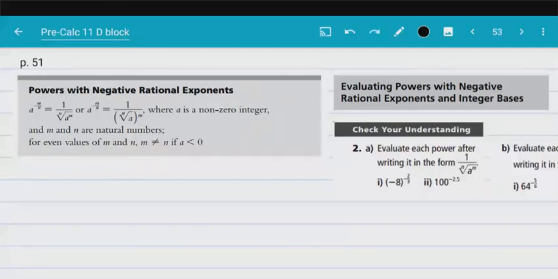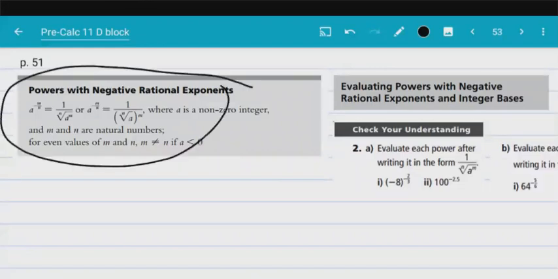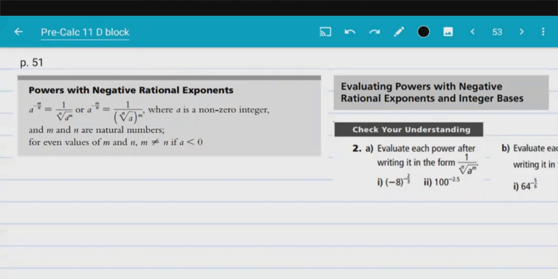This is page 51 with check understanding number 2, although this one is on page 50 at the bottom, I think. What it's saying is, if you are working with powers with negative rational exponents, when you have a negative exponent, again, it becomes 1 over. So this one is still going to be this fractional exponent, except now it's going to be a positive fractional exponent because it is a denominator.